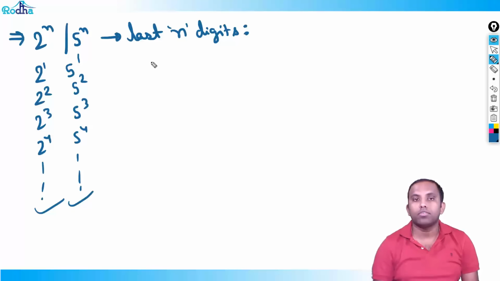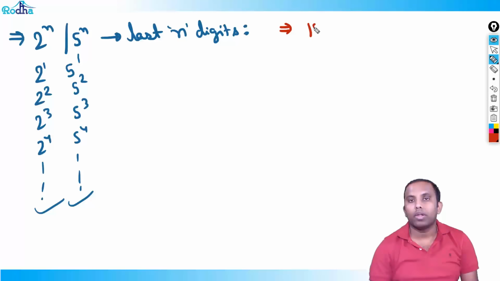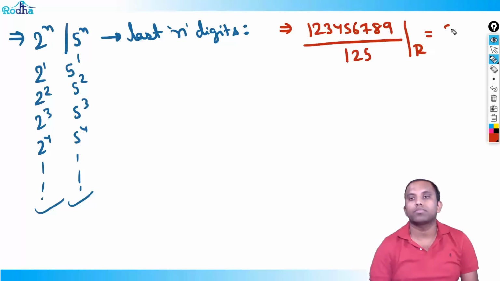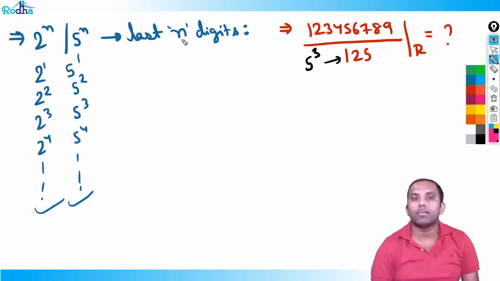So for example, if I write here 1, 2, 3, 4, 5, 6, 7, 8, 9 divided by 125, what is the remainder, right? So I should simply check that. What is 125? 125 is nothing but 5 cube. So for 5 cube, meaning for 5 raised to n, it is last n digits.